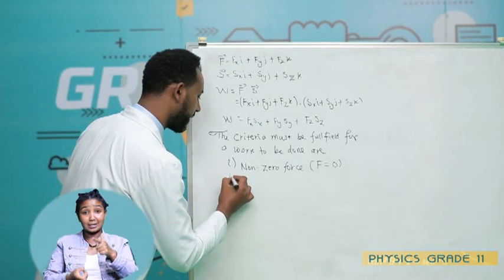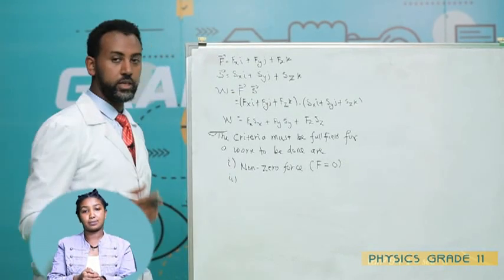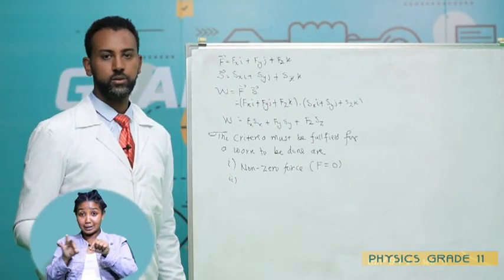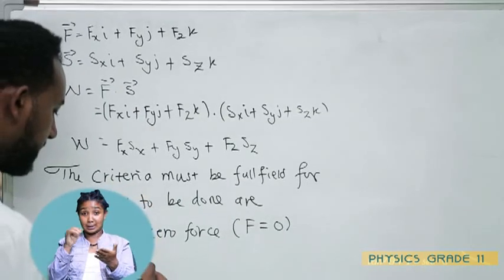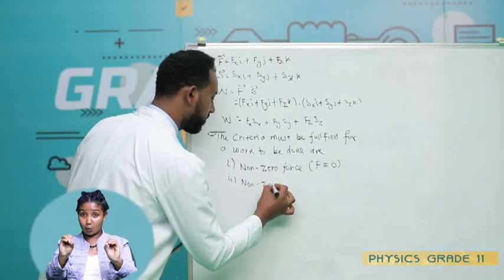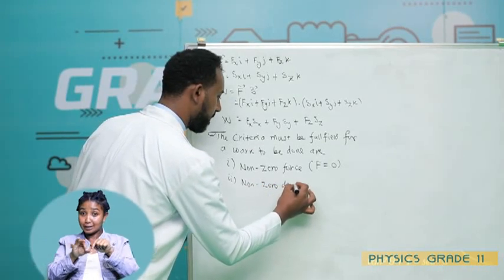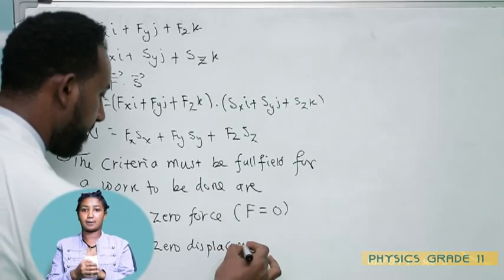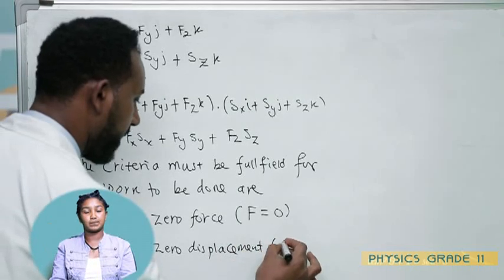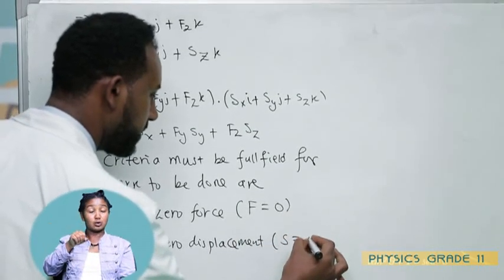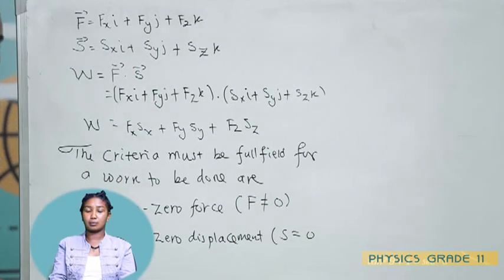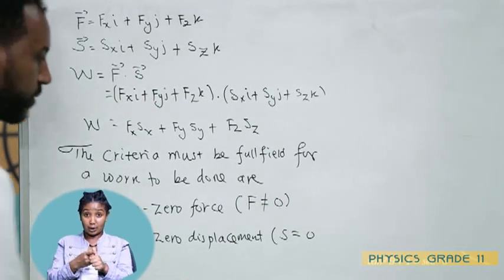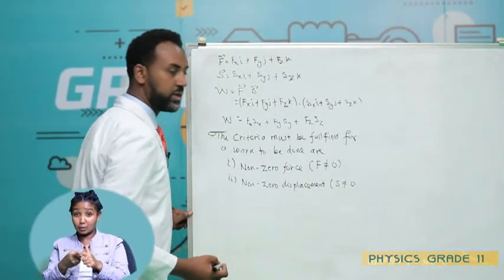The second criterion is that there should be displacement whenever force is applied. Therefore, we can say this as non-zero displacement. S should not be 0. While we are making this, force must not be 0, and displacement must not be 0.